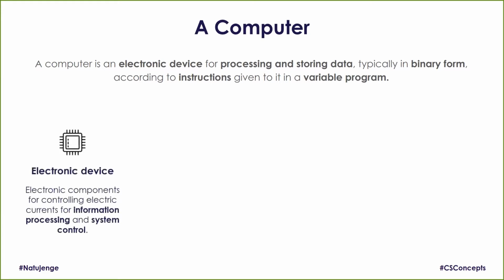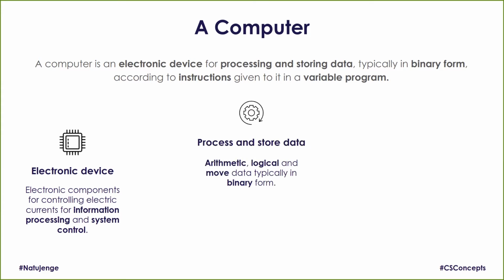So there are three parts: electronic device. This means that a computer is made up of electronic circuitry that is responsible for processing information and system control. The basic function is to process and store data. So within the computer, we can move data, we can carry out mathematical functions. This includes arithmetic operations, adding, subtracting, multiplying, and dividing, logical operations, comparison of numbers less than, greater than, equals. All those things are possible within the computer.